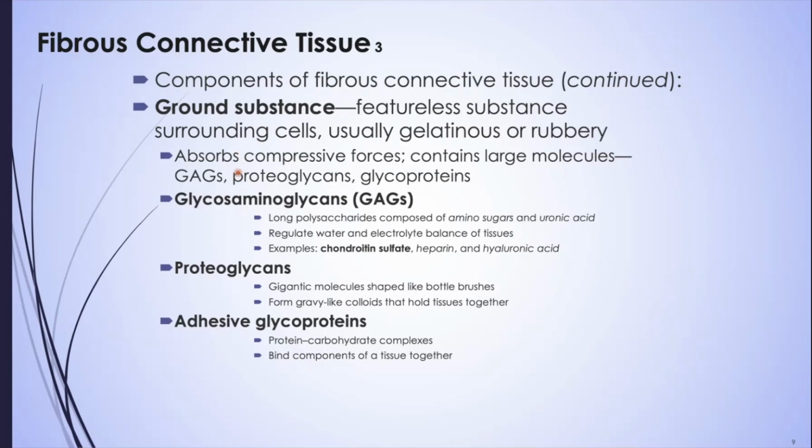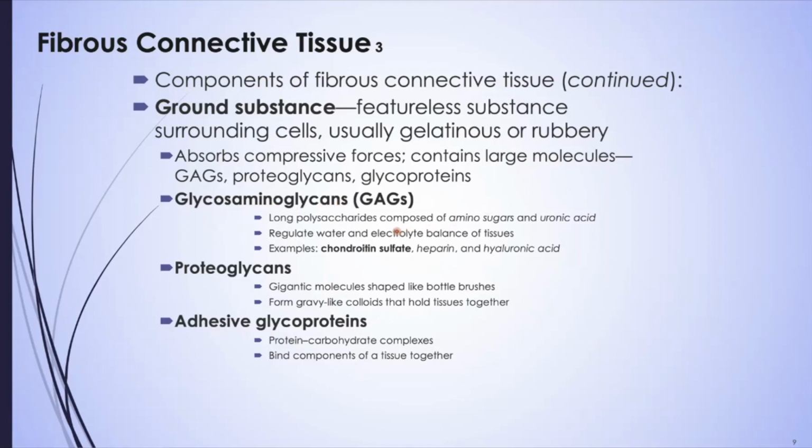It's going to contain large molecules. It's going to contain proteoglycans. Proteoglycans are another type of extracellular matrix fiber, glycoproteins and such. This is an overview; we're going to get very specific on every single one of these. So GAGs. GAGs are glycosaminoglycans. Glycosaminoglycans are long polysaccharides.